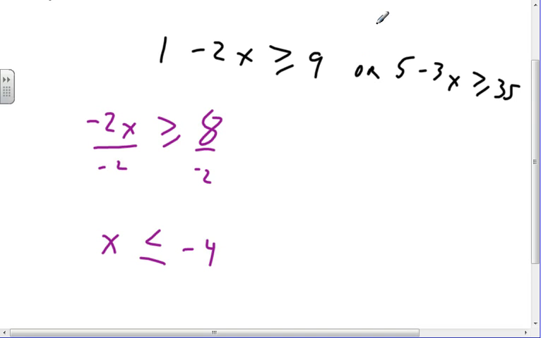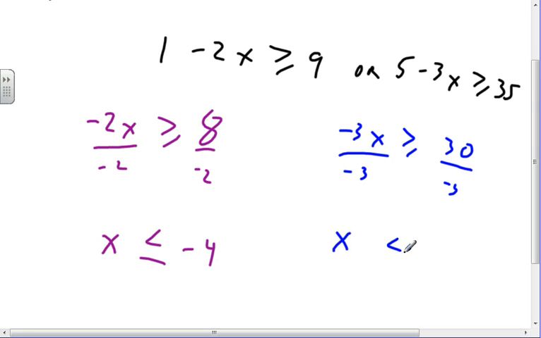Okay, then we're going to go look at the other side. So I'm going to subtract 5 from both sides. Minus 3x greater than or equal to 30. I'm going to multiply each side by minus a third. X is less than or equal to minus 10.